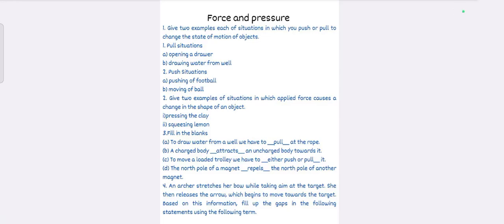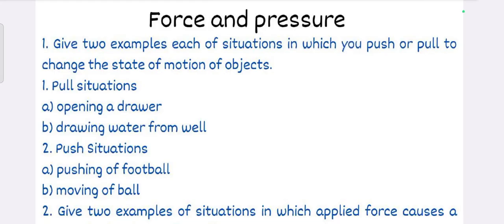I'm Anam, and today I'm going to dictate you Class 8 Science, Force and Pressure. If you feel the video to be too fast, you can decrease the speed of the video. So, let us start.